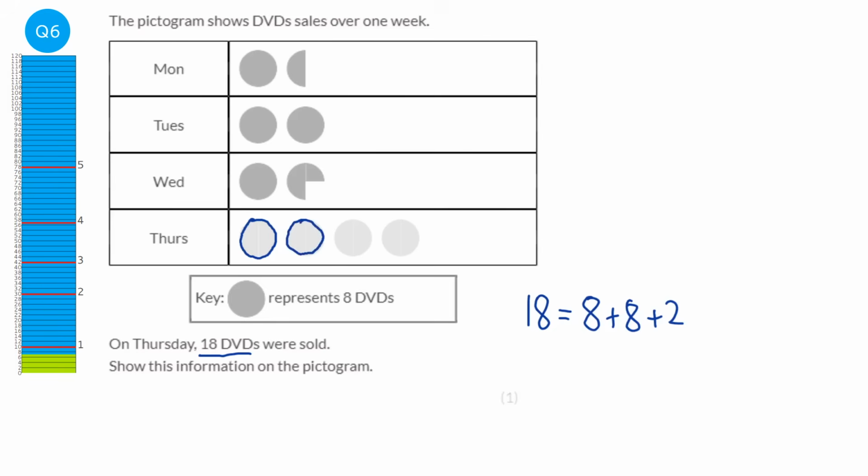But how do we represent 2? Well, if you think about it, if we cut this up into quarters, each quarter will represent 2. So 2, 4, 6, and 8. So we just need another quarter.